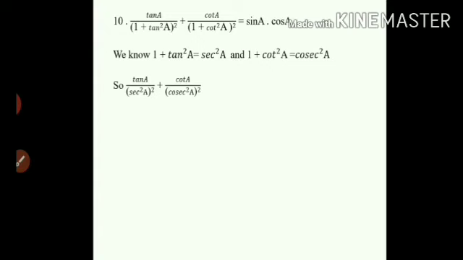So now see, students, first check the denominator. In the denominator we have 1 plus tan square A and 1 plus cot square A. We know that 1 plus tan square A will be sec square A and 1 plus cot square A will be cosec square A. I am writing the identity. Now the numerator tan A I am keeping as it is.